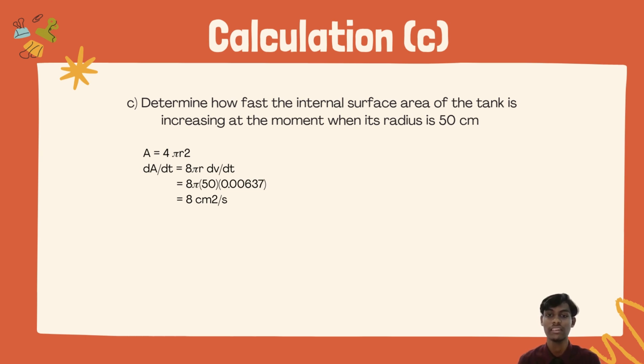Now, let's finish our calculation with question C, which is to determine how fast the internal surface area of the tank is increasing at the moment when its radius is 50 cm. We know that the formula for surface area is 4 pi r squared. By differentiating it with respect to t, we get 8 pi r dr dt. So, by inserting the known variables, we get 8 pi times 50 times 0.00637. We get 8 cm squared per second.